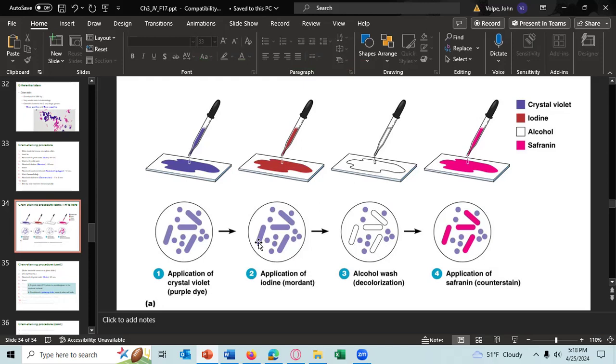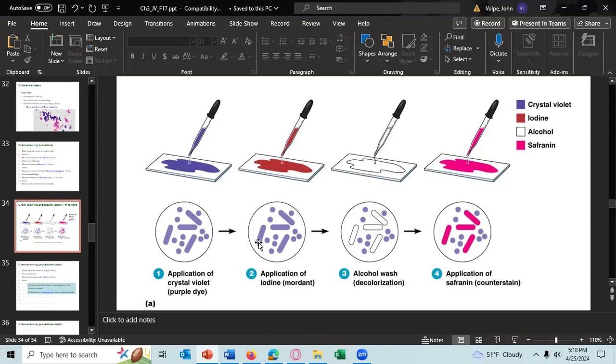You then wash that off and add the decolorizing agent, which in this case is an alcohol wash. The decolorizing agent will pull the crystal violet iodine complex out of the gram-negative cells, but not out of the gram-positive cells. And this is assuming that we're doing the gram stain correctly. We'll talk more about that. You then immediately wash the decolorizing agent out so it'll stop working.